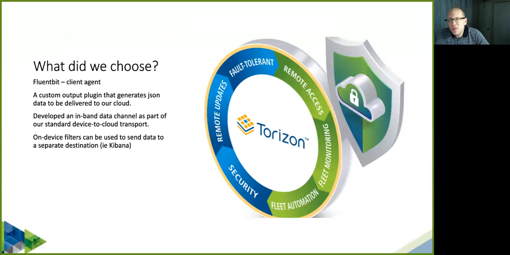So as you might have guessed, we ended up choosing FluentBit, the client agent. As far as the server side, at the moment, we have a custom output plugin that will deliver JSON to our cloud server through an in-band data channel that's part of our normal transport between our devices and our cloud. But since it's full FluentBit, you can still use on-device filters to send data to a separate destination, such as Kibana, like we're going to look at here in a minute.